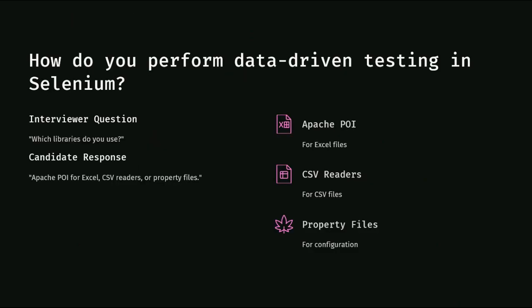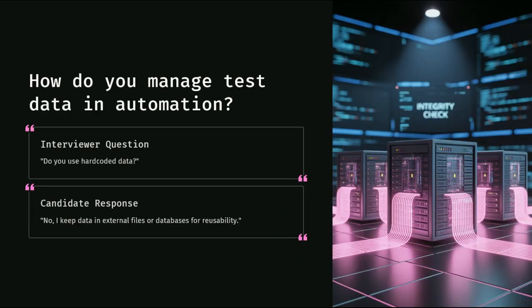Next is, how do you perform data driven testing in Selenium? Or which libraries do you use for data driven testing? Candidate: Apache POI for Excel, CSV readers, or property files. Apache POI for Excel, CSV for CSV, and property files for configurations. Next is, how do you manage test data in automation? Or do you use hard-coded data? Candidate: No. I keep data in external files or databases for reusability.